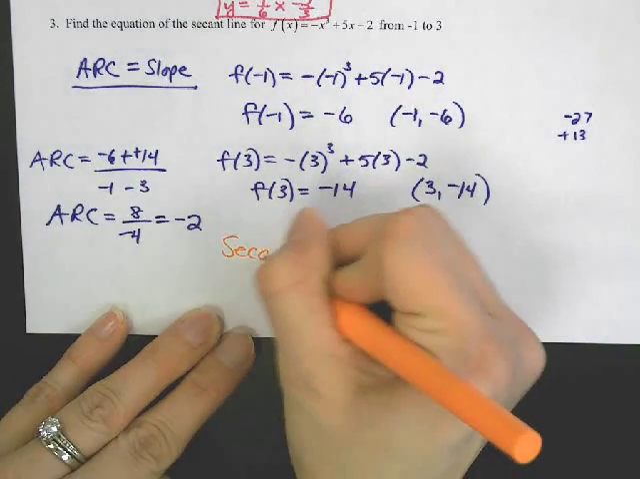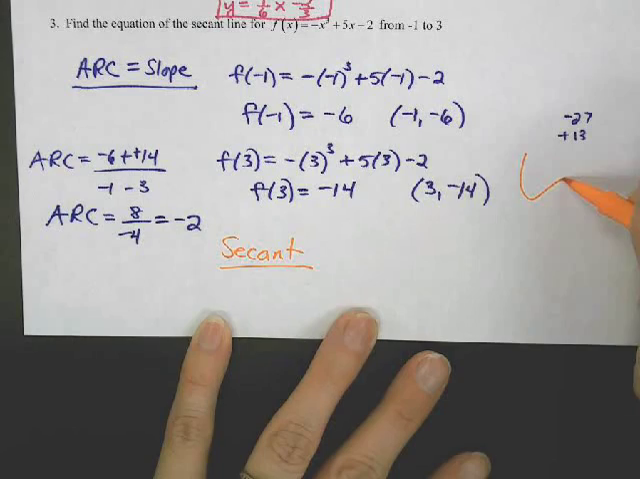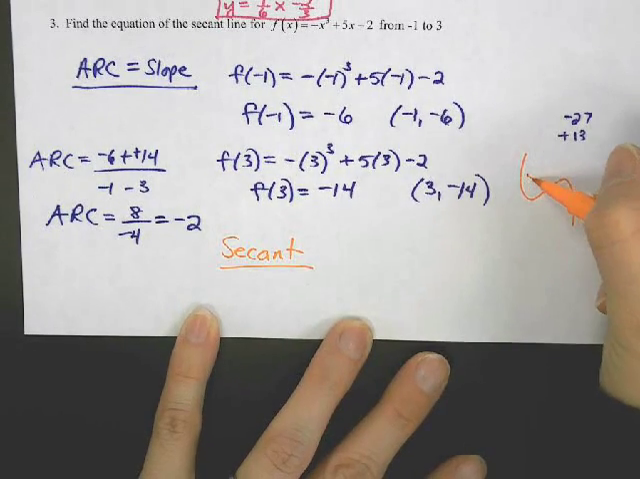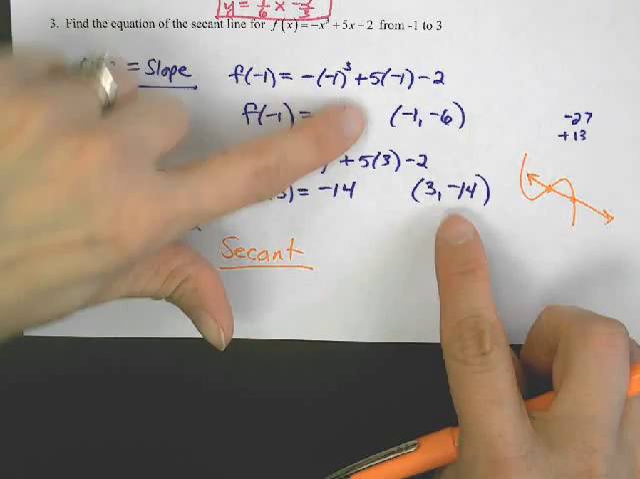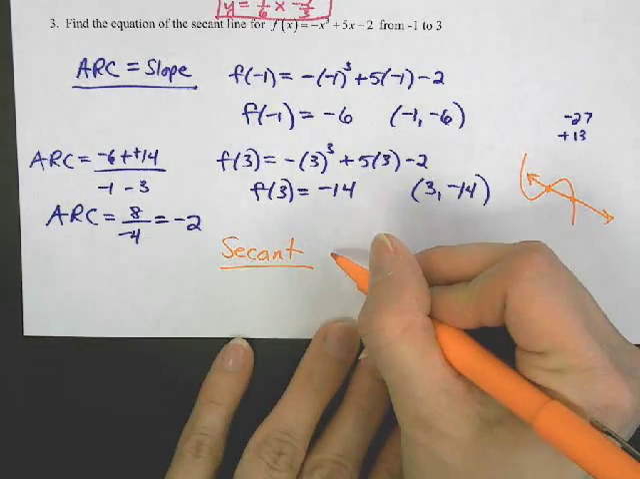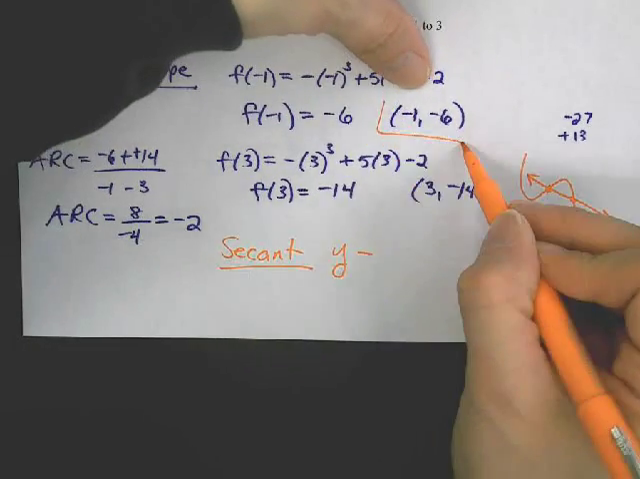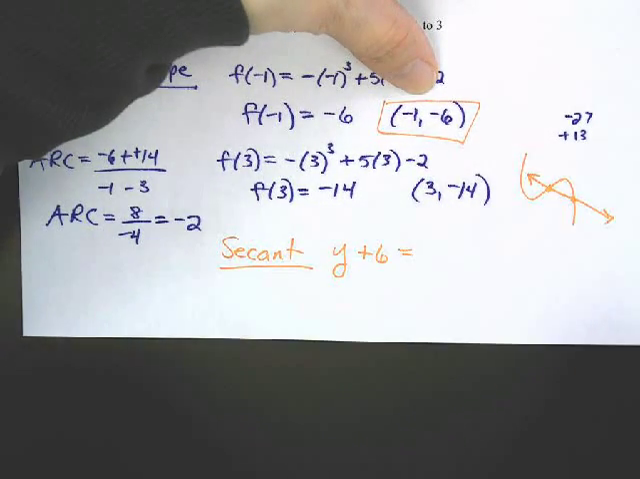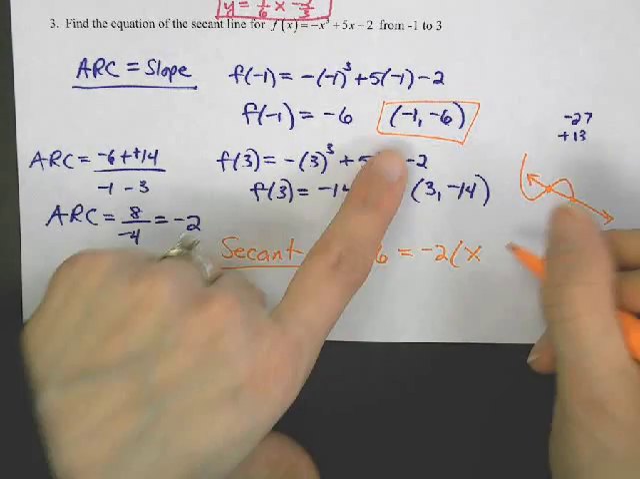Okay, so now let's do some secant work. A secant line is a line that touches the graph twice. So this negative x cubed has a line touching at 2 places, hence a secant line. So I've got the 2 points, and I'm going to start with point slope. Y minus, maybe I'll use this point right here. Y minus negative 6 is plus 6 equals, now I need an m, the slope is negative 2, times x plus 1.